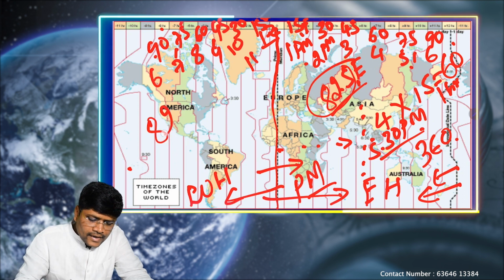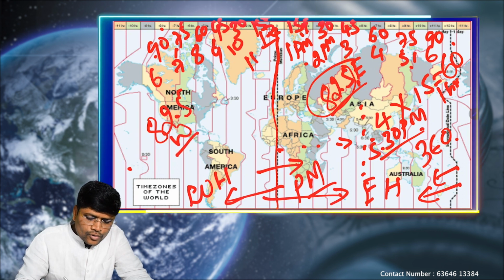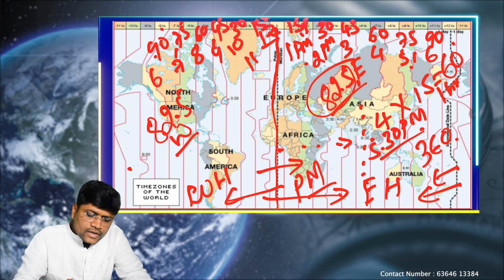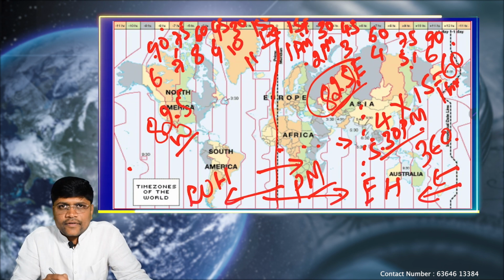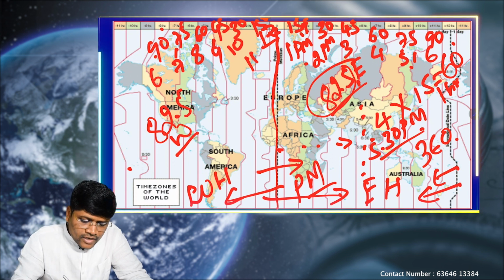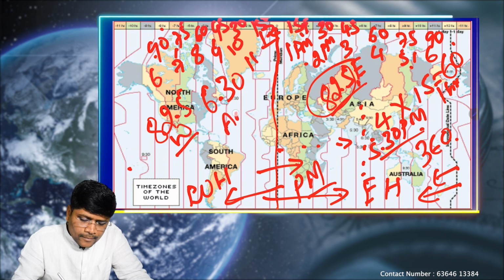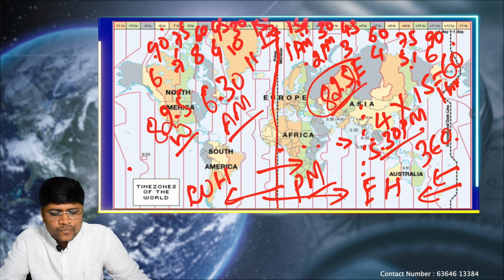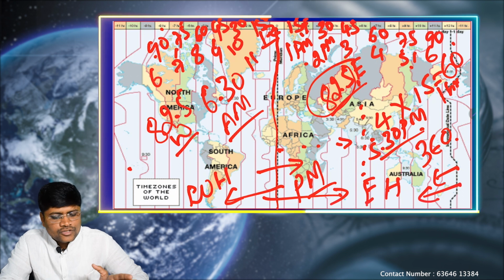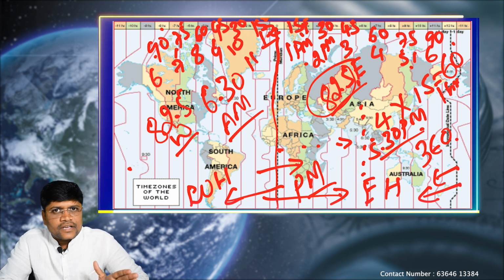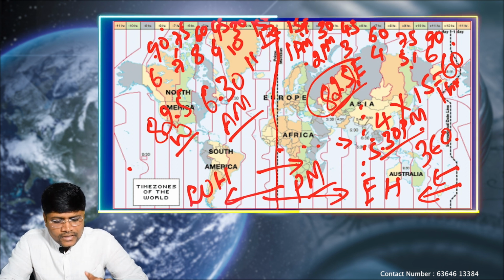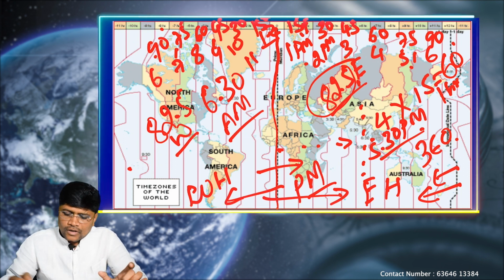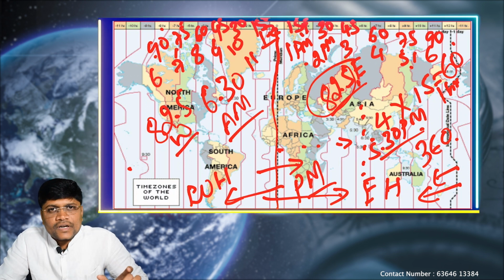The question here is, at 82.5 west longitude, what will be the time? We know that at 90 it is 6 o'clock, and at 75 it is 7 o'clock. So in between 90 and 75 we have 82.5, so that will be 6:30 a.m. So at 82.5 west longitude it will be early morning, 6:30 a.m., in countries like the USA and Canada. In London it will be midday, 12 noon, and in India it will be 5:30 p.m., evening.